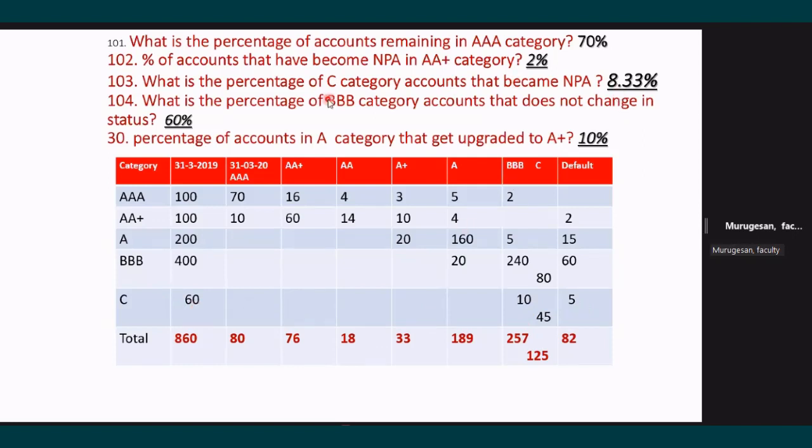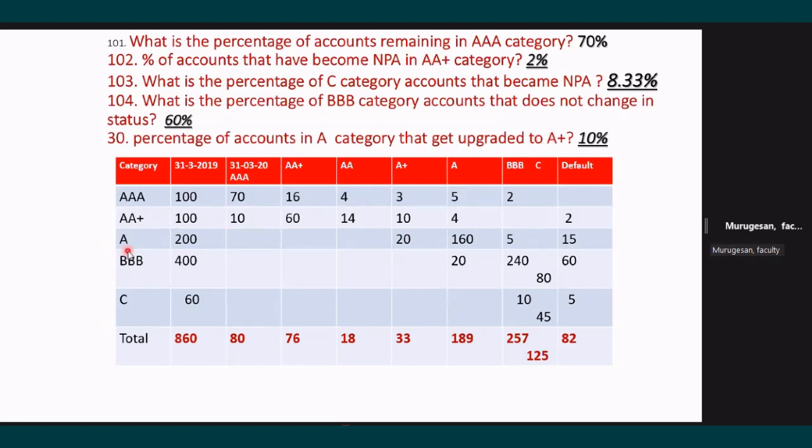Yes. Now, what percentage of BB category doesn't change in the status? Same triple B, how many? 400 were there. Now still 240 are there in the same category, it continues. Others are migrated. Some have migrated up, some have migrated down. So 60% is the answer. Now last question. Okay, 5 more I have given to you for practicing. Percentage of accounts in A category that get upgraded to A plus.